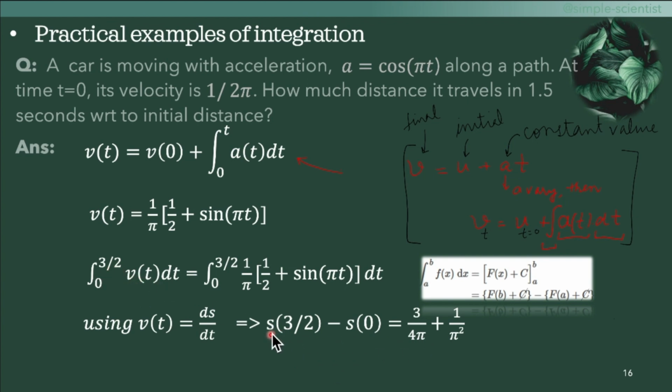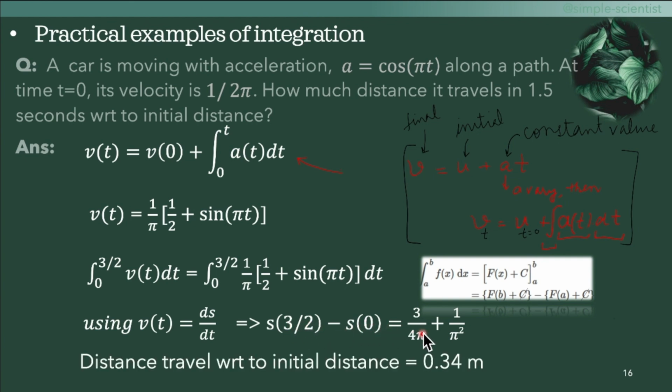So this is s, the distance at the final time 3 by 2. Basically it is a difference of distance: s at 3 by 2, which is 1.5 seconds, minus s0, the initial distance. So the distance traveled with respect to the initial distance is this term. If you put in the value of pi, you will get this value to be 0.34 meter.